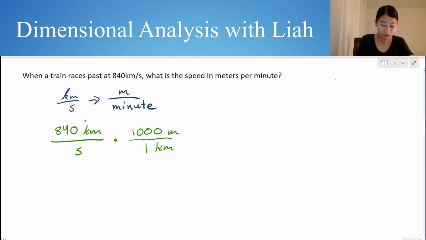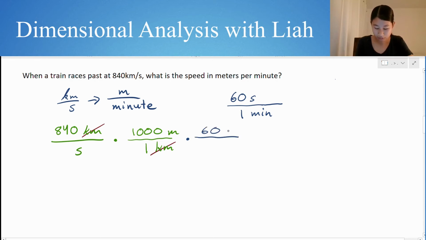Seeing that we have kilometers on the top and on the bottom, we can go ahead and cancel that. Next, we can convert our seconds to minutes. Now we know that in 60 seconds, there is 1 minute. So 60 seconds per minute. So that means that we can multiply here. Now that we have seconds on top here and seconds on the bottom, we can go ahead and cancel seconds, leaving us with meters per minute.